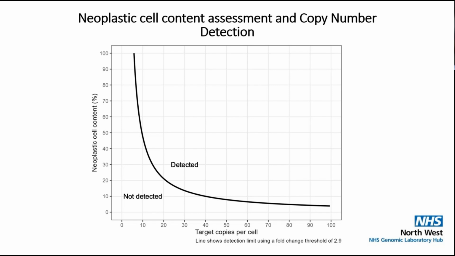So that neoplastic cell content is becoming more and more important to allow us to do more and more genomic analysis and do it accurately.